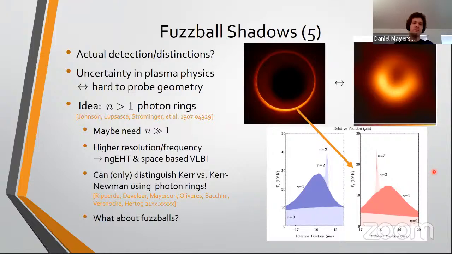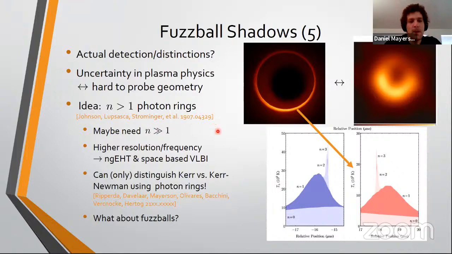I just wanted to mention, as I said all the way at the beginning, that the EHT has a lot of problems distinguishing subtle gravitational effects. There's a lot of uncertainty in the plasma physics, which makes it hard to extract actual gravitational physics and probe the geometry. So one way to get around that is to look for things that are not going to depend on the plasma physics, or on how the plasma emits photons. One idea is looking at the higher order photon rings. This was put forth in this Science paper a short while ago.